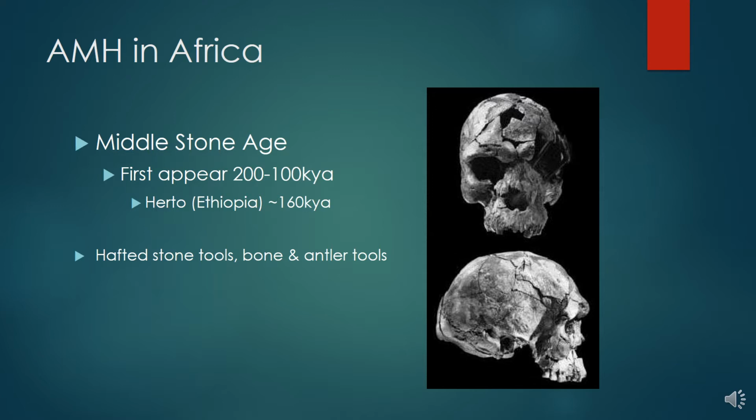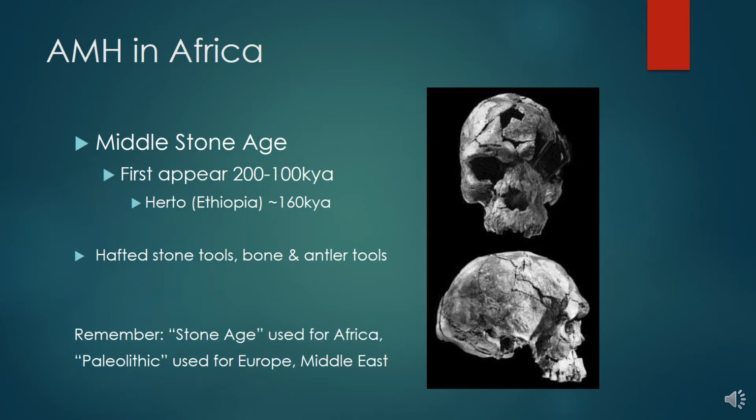So we have the first appearance of anatomically modern humans in the Middle Stone Age, around 200 to 100,000 years ago in Africa. One of the classic examples of this is the Herto skeleton in Ethiopia, dating to around 160,000 years ago. Anatomically modern human skeletons are found in association with hafted stone tools, where a stone tool has been attached to a wooden shaft, so you can think along the lines of a spear. We're not at the point where we're talking arrows, bow and arrows, or anything like that. We also find quite a number of bone and antler tools. So anatomically modern humans are heavily invested in modifying their material world.